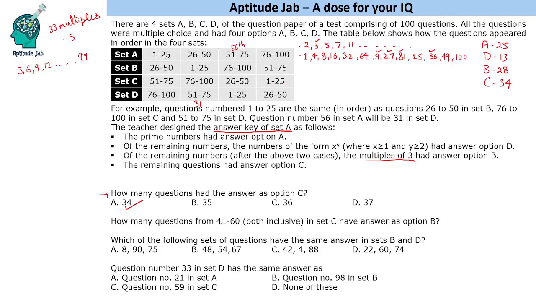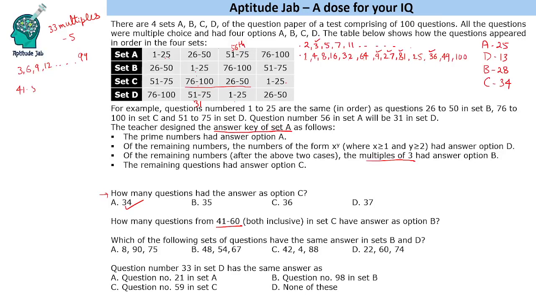It says, how many questions from 41 to 60, both inclusive, in set C have answer as option B. So for set C, 41 to 60 means the last 10 questions of here and the first 10 questions of here.